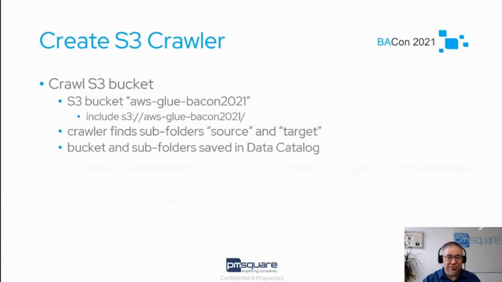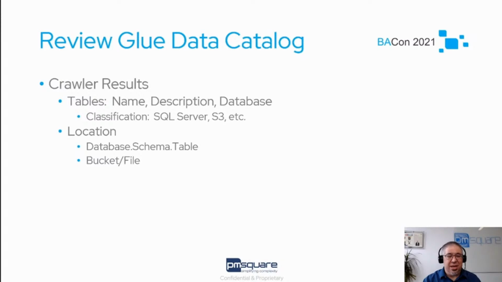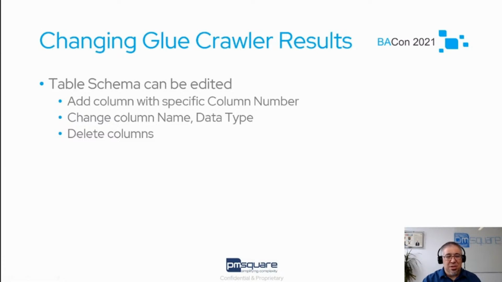Our S3 crawler is finished, so let's review our Glue data catalog. Our crawler results returned tables, which are coming from either SQL Server or S3, and returning our name, a description, and what database. And the location of each table is either in a database schema in table or the bucket in subfolder and the file name. One thing to note is that table schemas returned by Glue Crawler can be edited. I can add a column with a specific column number to insert it in the middle. I can change the column name and type, and I can delete columns.